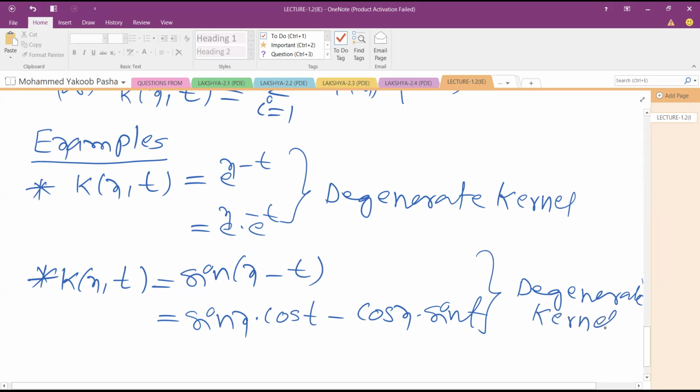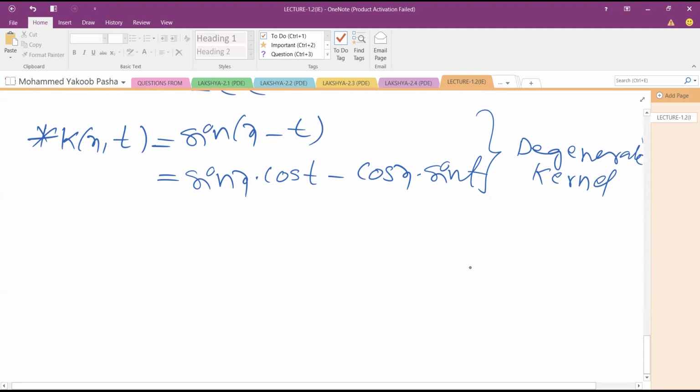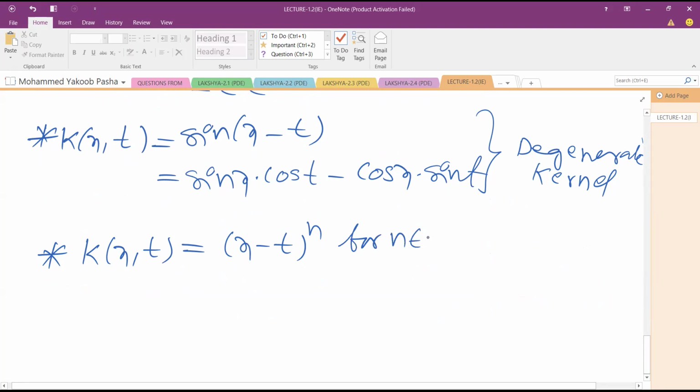If we take another function, k of x comma t is equal to x minus t whole to the power of n, for n belongs to N. According to binomial expansion, we can expand this. Is it degenerate or not? Yes or no? No, sir. No, it is not degenerate. Why is it not degenerate? We can expand this according to binomial expansion.